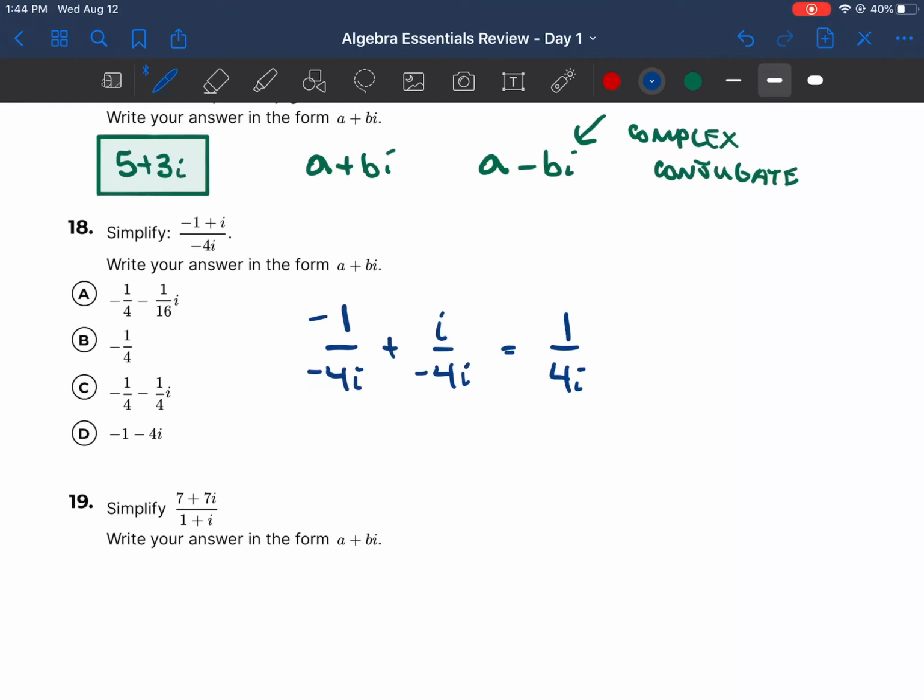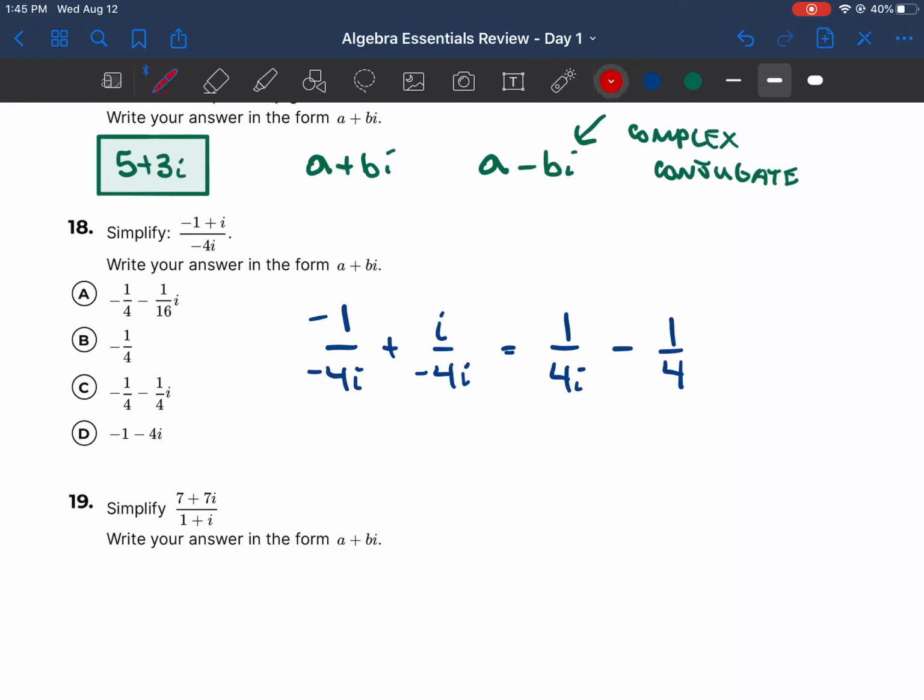And the i over negative 4i, well, we can see that the i's are going to cancel each other and we get minus 1/4. Now, one of the problems that we're going to run into is that we don't want i to be in the denominator. So we need to think to ourselves, what can we do to remove i? And I'm talking about right here. What can I do to get rid of that i in the denominator?